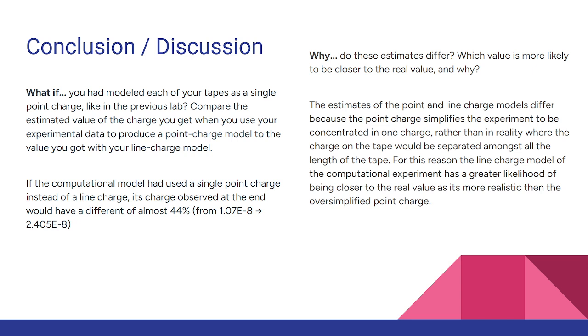And why do these estimates differ? Which value is more likely to be closer to the real value and why? These differ because the point charge is just a simplification of the experiment, while a line charge would be a better estimate of what the actual charge of the tape looks like. Therefore, the line charge is a more accurate value to represent the charge of the tape.